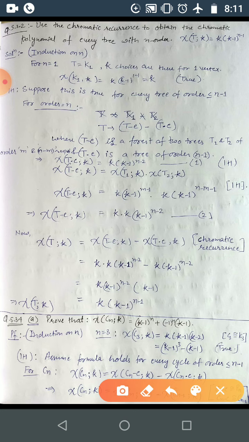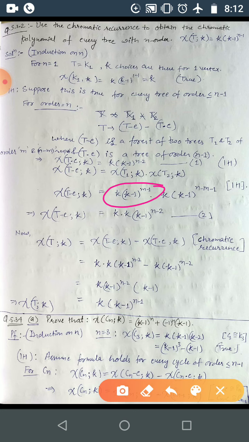So the chromatic polynomial of T minus E, that is the forest, or you can say the tree excluding E, is the product of two chromatic polynomials, where T1 and T2 are the components of T minus E. Correct? So T1 is again a tree, because it is a component of the forest, and T2 is again a tree, with orders m and n minus m respectively. For these trees, by the induction hypothesis, m is strictly less than n.